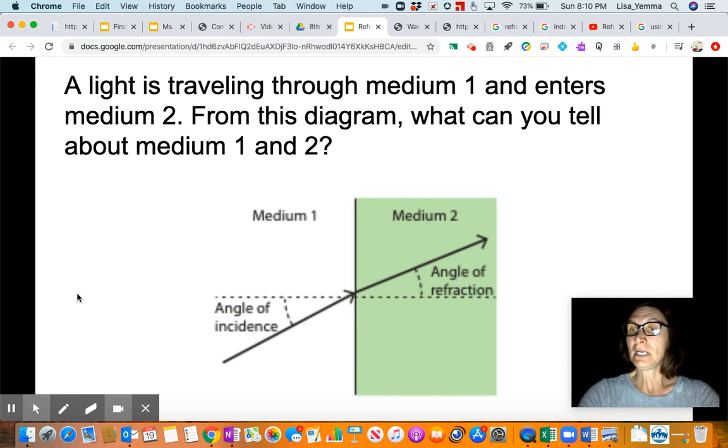Here's a question I want you to answer. A light is traveling through medium 1 and enters medium 2. From this diagram, what can you tell about medium 1 and 2?